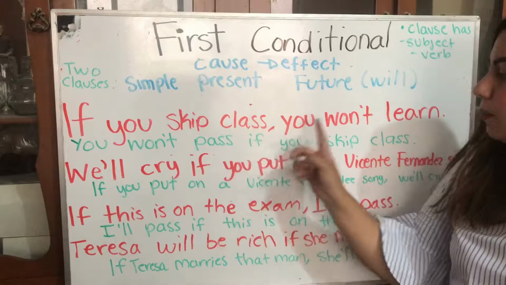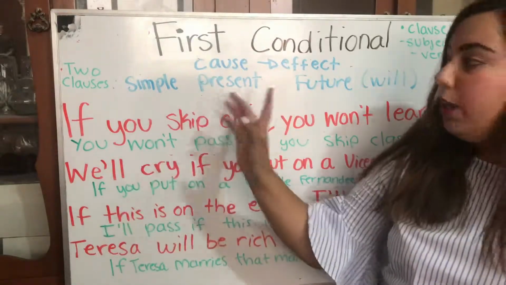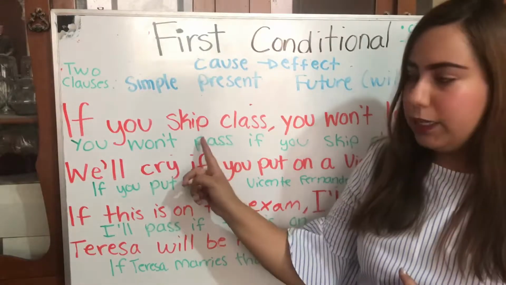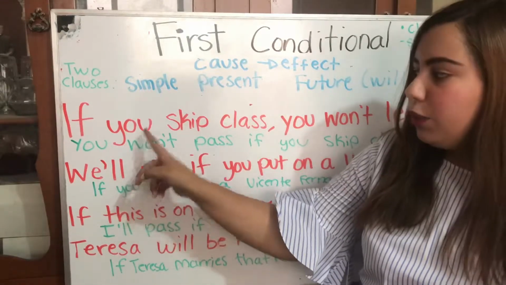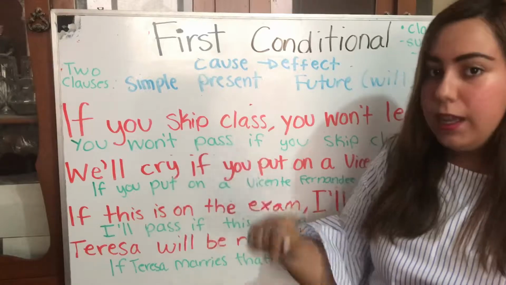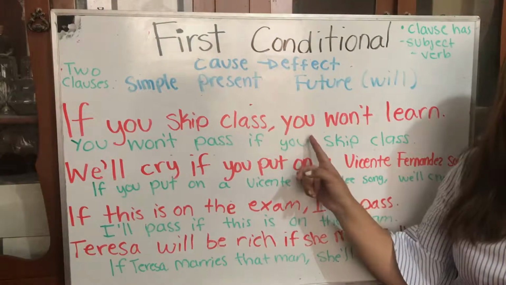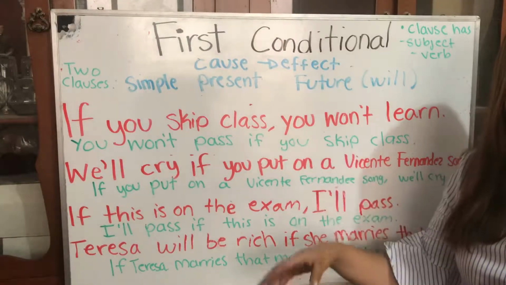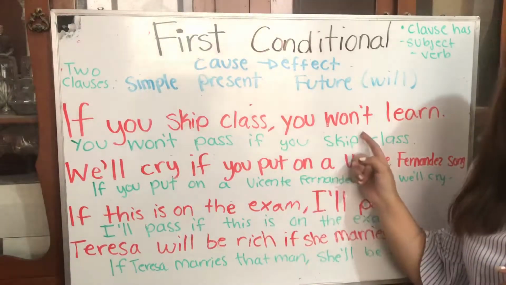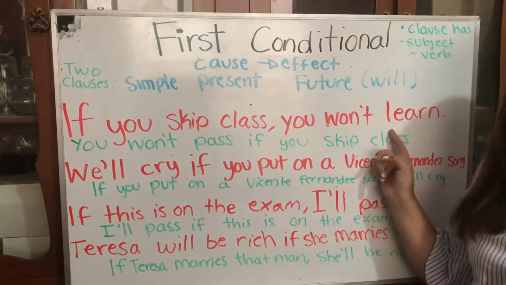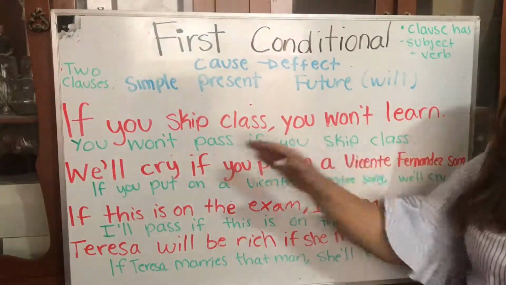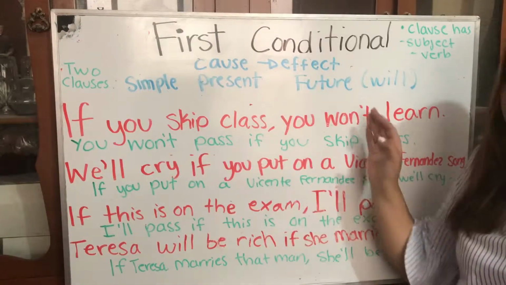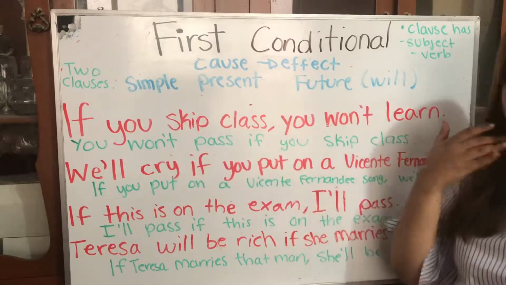So let's look at this example. If you skip class, you won't learn. Okay, so remember in the first clause, this is simple present. The verb is in simple present, skip, and we have the subject. Subject and verb in simple present. And in the effect, we have our subject you, and negative, won't is a contraction of will not, won't, and a verb in base form, learn. If you skip class, you won't learn. So this is the cause and this is the effect. If you do this, this will happen, okay?